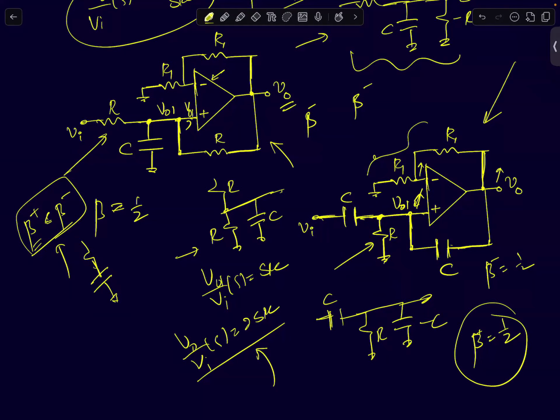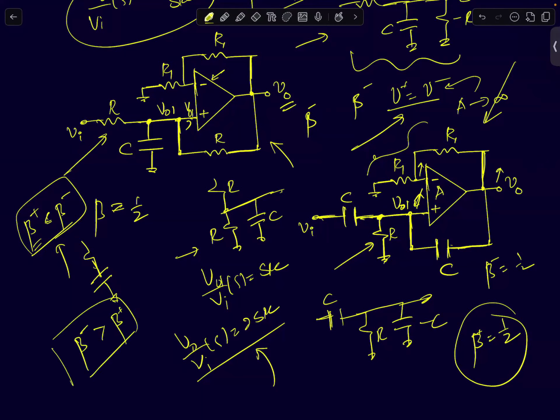The condition of virtual short, which is V plus becoming equal to V minus, holds true only for negative feedback systems. You need to have negative feedback and an ideal op-amp. The op-amp forward path gain A has to be infinity. If your op-amp gain is infinity, only then, and the circuit is in negative feedback, does this condition hold true: V plus will be equal to V minus. Otherwise, this condition will not hold. For this condition to hold true, when you have both positive and negative feedbacks, the net negative feedback beta minus should dominate, should be slightly greater than beta plus. This condition has to be satisfied.